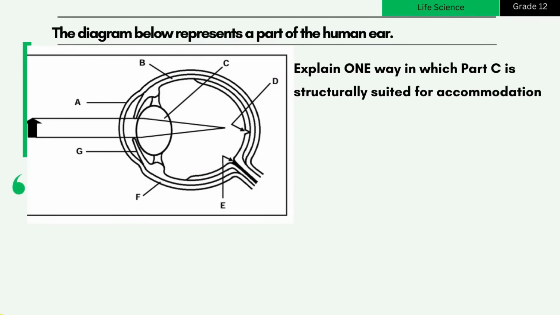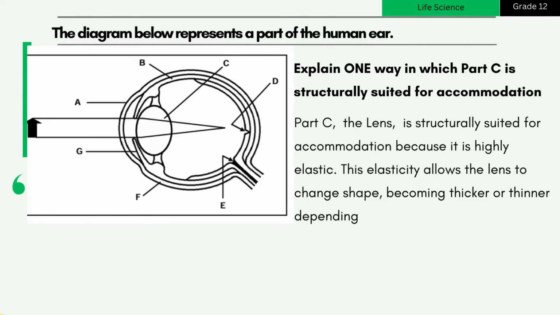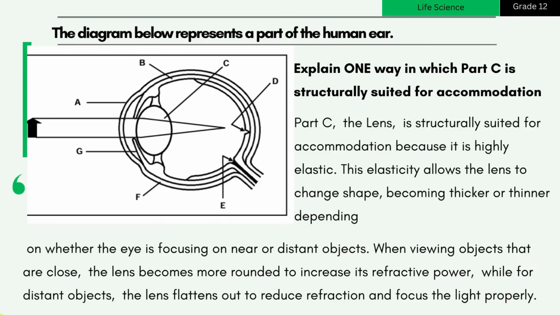Question. Explain one way in which Part C is structurally suited for accommodation. Part C, the lens, is structurally suited for accommodation because it is highly elastic. This elasticity allows the lens to change shape, becoming thicker or thinner depending on whether the eye is focusing on near or distant objects. When viewing objects that are close, the lens becomes more rounded to increase its refractive power, while for distant objects, the lens flattens out to reduce refraction and focus the light properly.